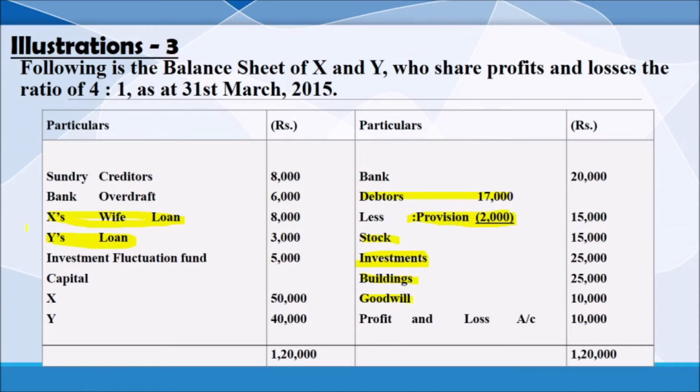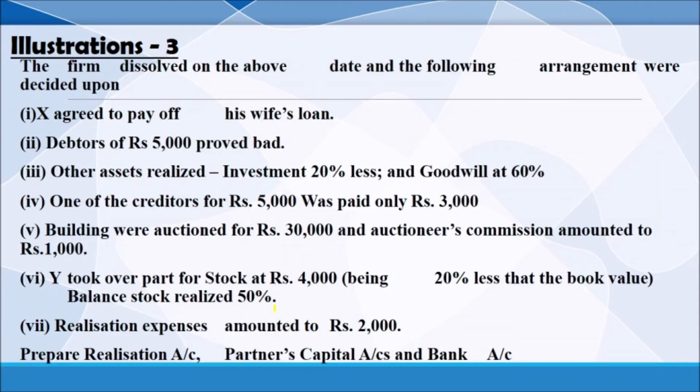In the liability side, the creditors will be transferred. Bank overdraft also transferred to realization credit side. Investment fluctuation fund will be transferred to partners capital account. And what are the additional information? X agreed to pay the wife's loan. That means the liability taken over by partner. Firm's liability taken over by partner.